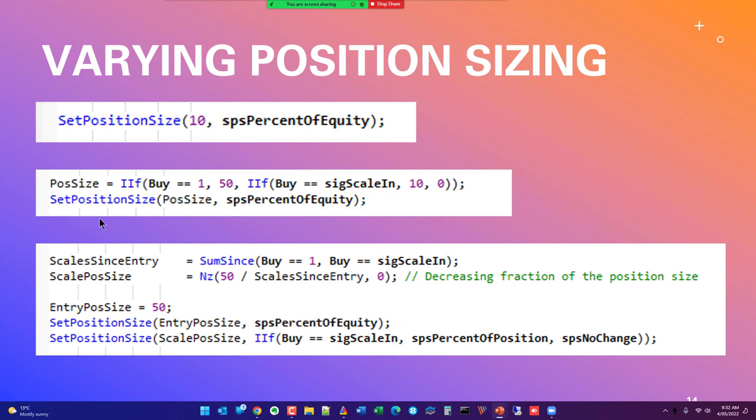What if we had it that our initial entry was 50%, but the scale ins were much smaller, only 10% each? The way that we would have to structure that is to build an array, position size being a bar-by-bar array that looks at the different signals that we've got. So if it's an initial entry, if buy equals one, then we'll apply a position size of 50%. If the buy array has a sig scale in it, then we'll just apply a position size of 10, and then we can set that array in the set position size function. So let's just have a look at that before we move on.